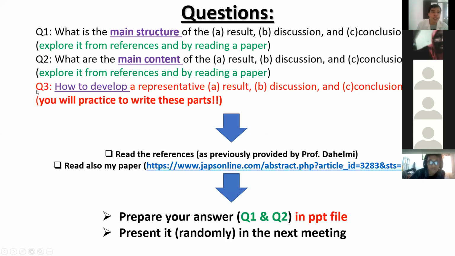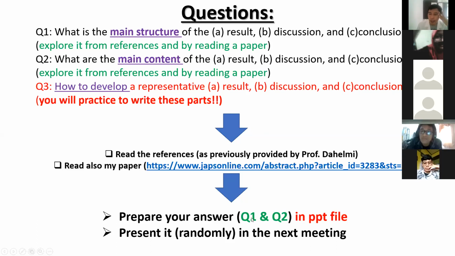We will practice that later, but for questions 1 and 2, you will discuss them with your groups, and next week you will present them with your friends. Prepare your group's answers in PowerPoint files and share them in our group after you construct them. Only answer question number 1 and question number 2. It's about the structures and the contents of this part of the paper.